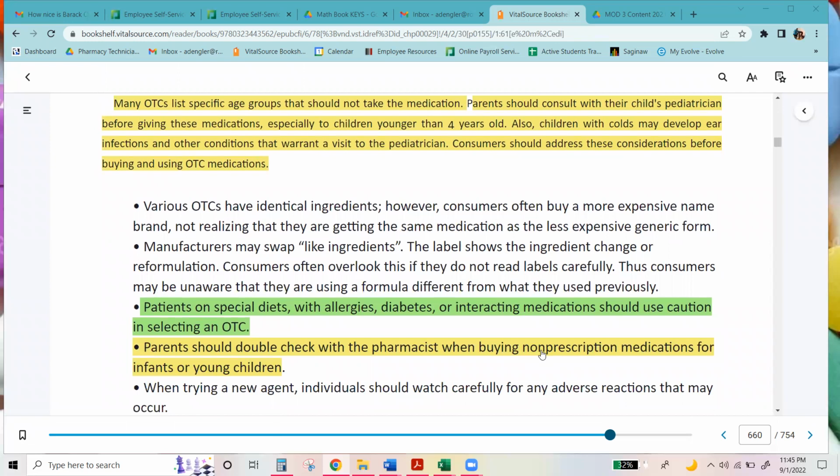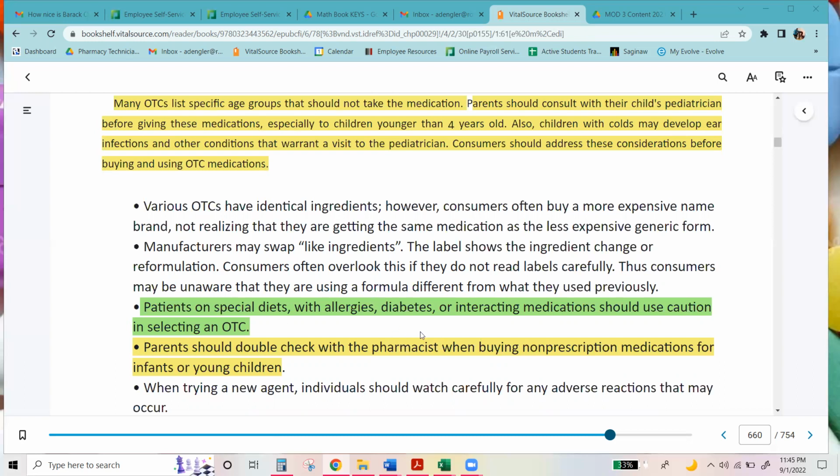Various OTCs have identical ingredients. However, consumers often buy a more expensive name brand, not realizing that they're getting the same medication as the less expensive generic form. Manufacturers may swap like ingredients. If you look at the label for different OTCs, you might see different inactive ingredients. The active ingredient, which is the medication, is going to be the same.